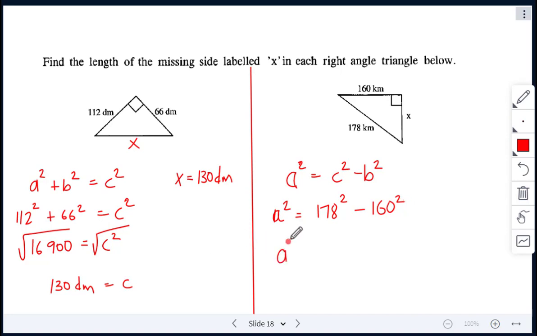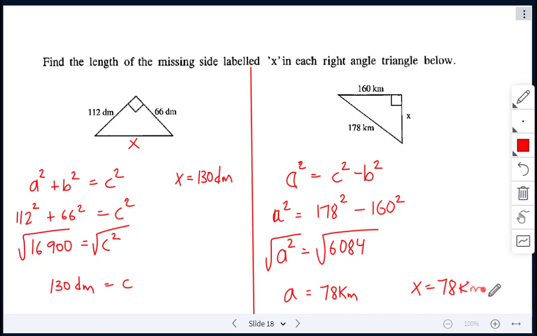And I get A squared is equal to 6,084. So next we have to take the square root of that. And I get that A is equal to 78 kilometers. But again, we're solving for X, so make sure we do put that X is equal to 78 kilometers.